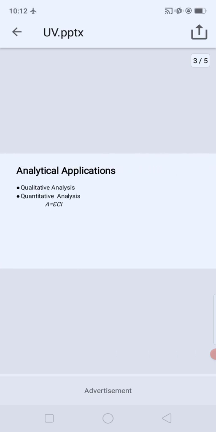The next one is analytical application, that is qualitative analysis and quantitative analysis. Since UV visible absorption bands are usually intense, small quantities of an absorbing substance can easily be detected. For example, the presence of traces of benzene in cyclohexane, which is produced by hydrogenation of benzene. Ultraviolet visible spectroscopy can also be used for qualitative and quantitative analysis using the Beer-Lambert law.